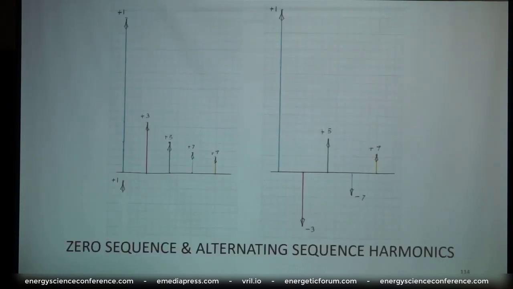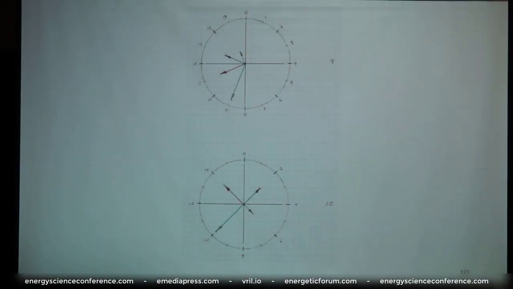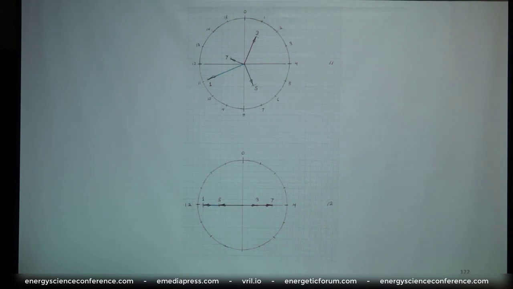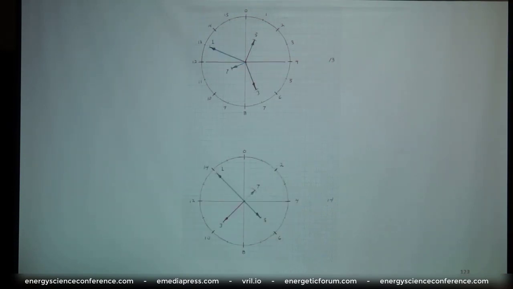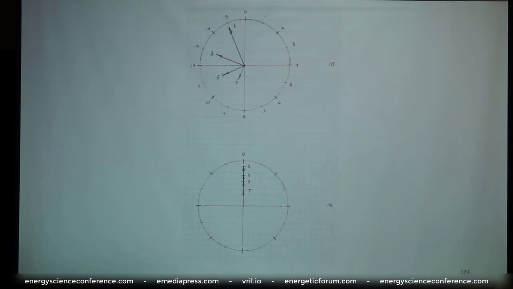So we can call the in phase one a zero sequence harmonic progression, and we can call the out of phase ones an alternating sequence harmonic progression, as we had done with the polyphase. So let's make these harmonics cyclic. And then the process keeps repeating itself. 12th step, we get another oppositional. And so on down the line until in the 16th step, all the harmonics are at top dead center.